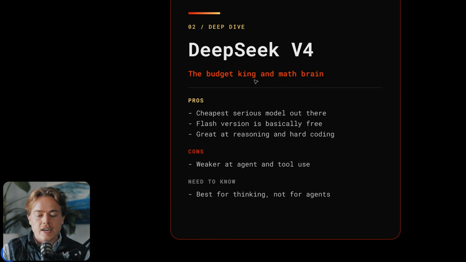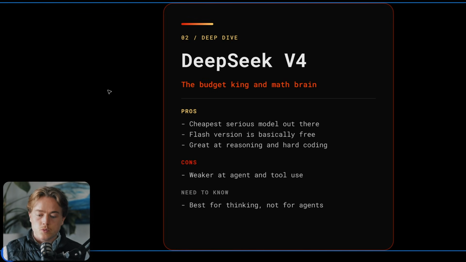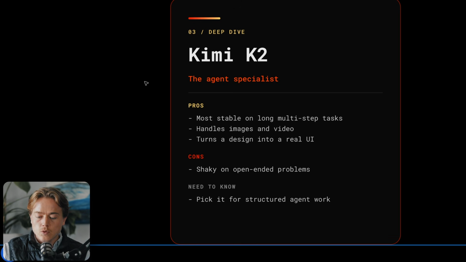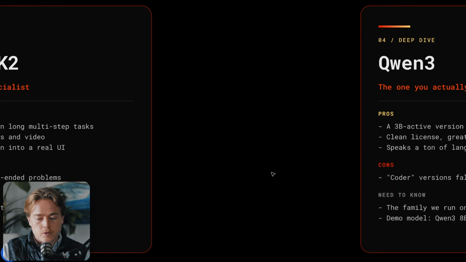Then next up, we've got DeepSeek V4. This one is very budget friendly. It's basically free if you're running the Flash version, and it's really good at reasoning and hard coding. However, it's a little bit weaker at agent and tool use. Then third, we have Kimi K2, where if DeepSeek is really good at the math and reasoning, but not agents, Kimi is kind of the opposite. It's really good on long multi-step tasks. It handles images and video really well. So if you have structured agentic work to do, Kimi's great for that.